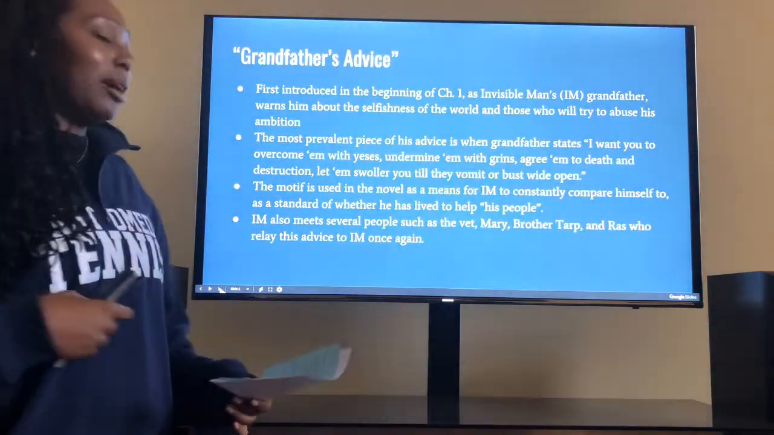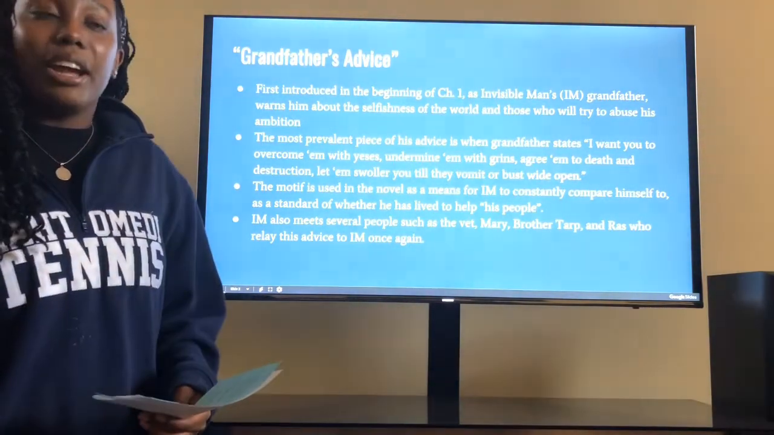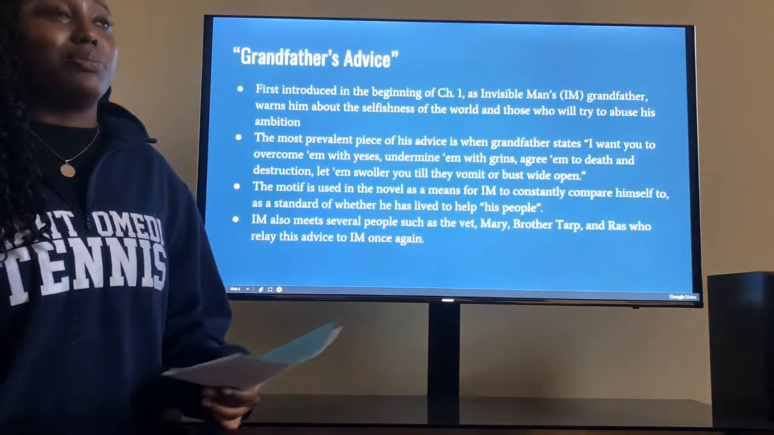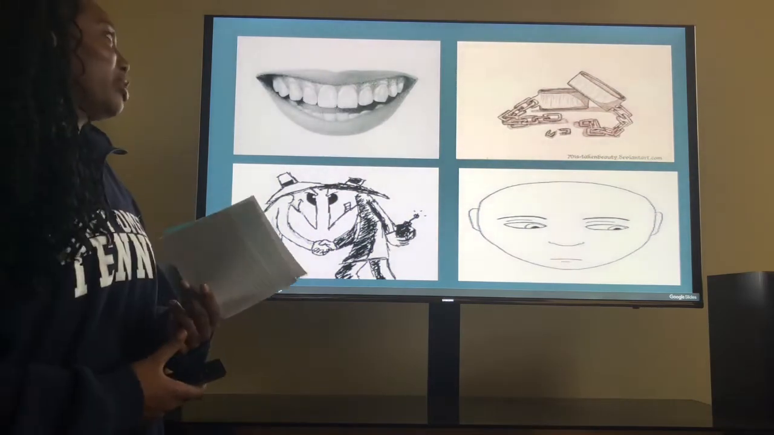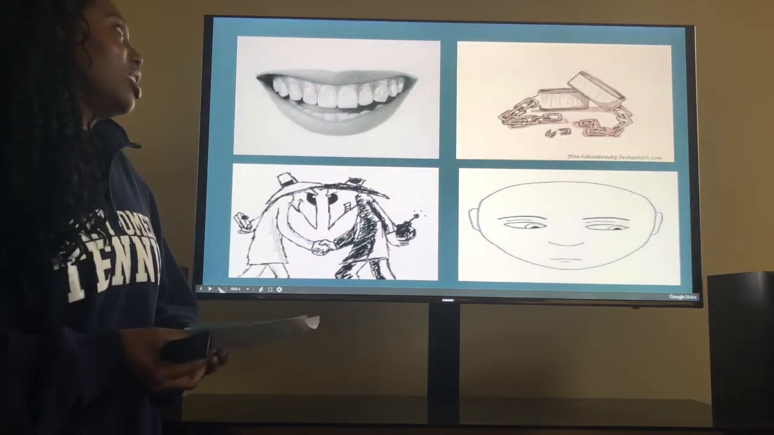I.M. also meets several people, such as the vet and Mary, who takes him in, and Brother Tarp, who's in the Brotherhood, and Ras, who is basically considered his enemy. So these are the visuals I chose that represent my motif of grandfather's advice.